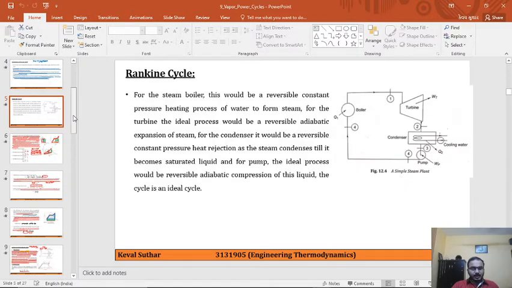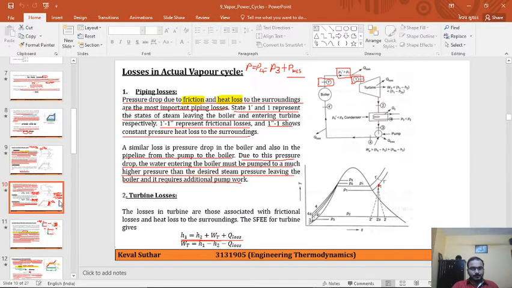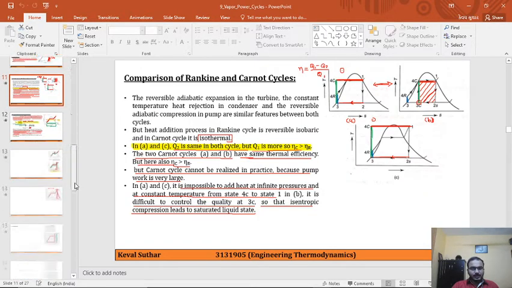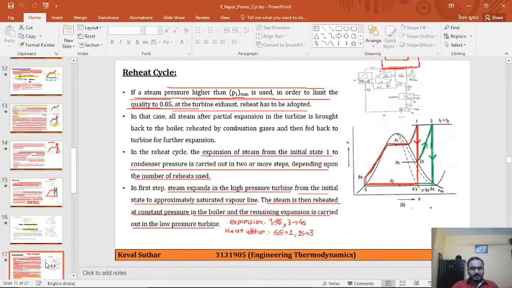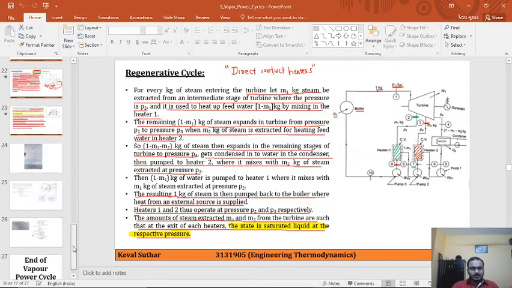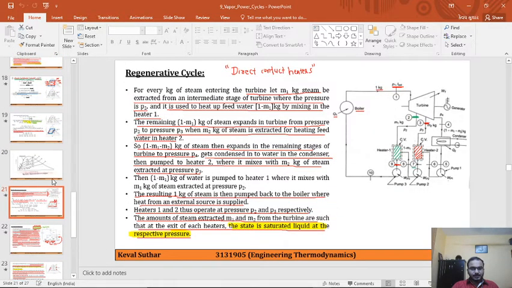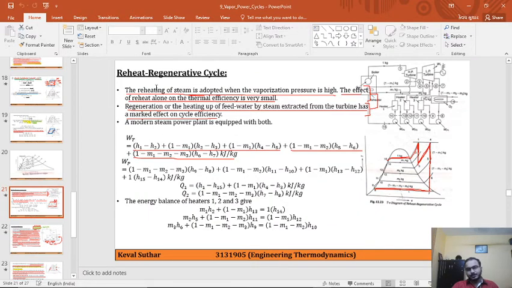Now if we revisit our previous chapters, what we had is the Carnot cycle, then we studied the Rankine cycle, and then modifications in Rankine cycle with reheat and regeneration, and the combination of it, that is reheat-regeneration.